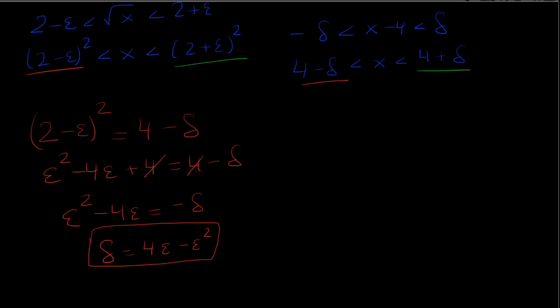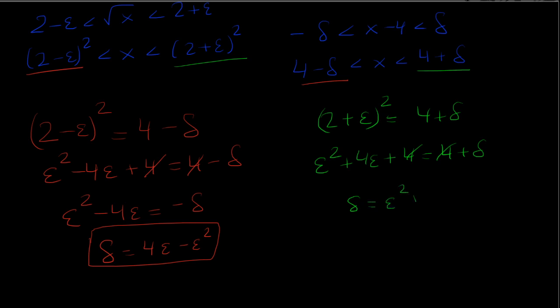Our next delta, we need to set 2 plus epsilon squared equal to 4 plus delta. So we're going to have epsilon squared plus 4 epsilon plus 4 equal to 4 plus delta. The 4's will cancel, and we'll have delta equal to epsilon squared plus 4 epsilon.